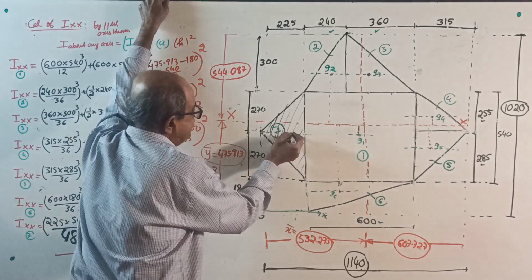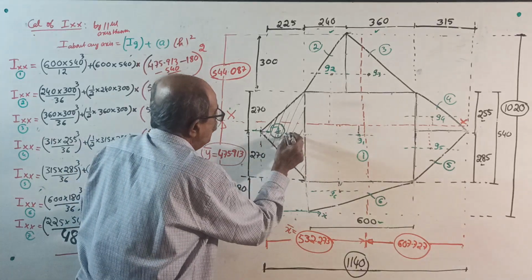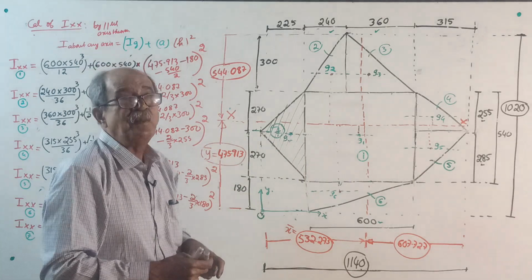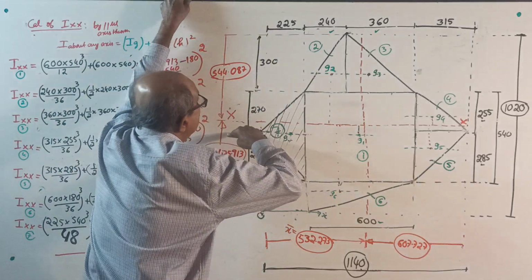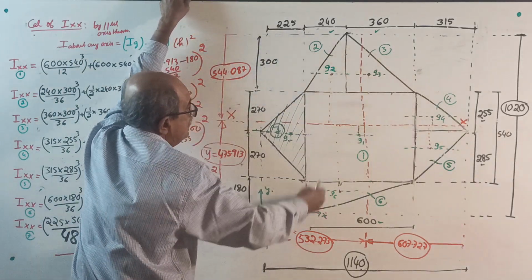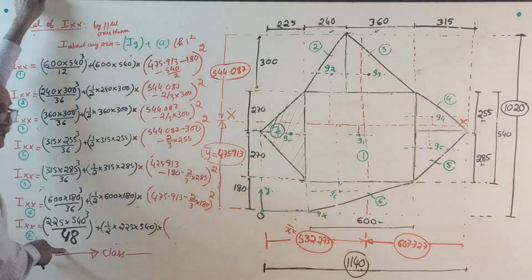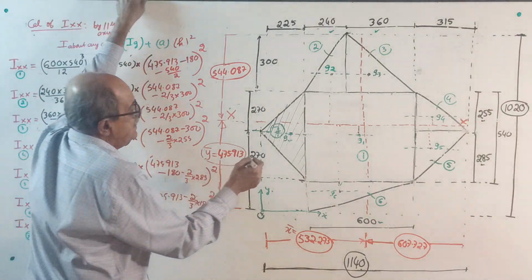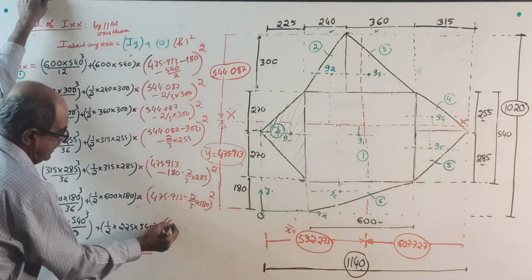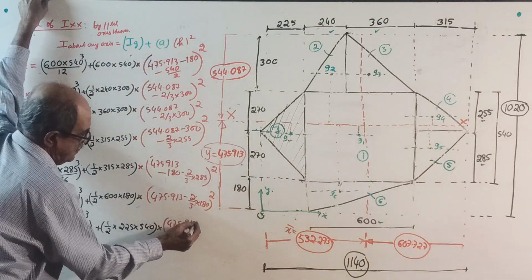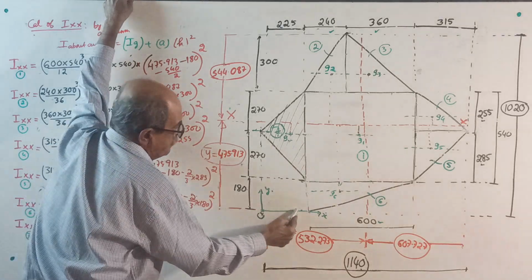Lastly, this triangle. It is an isosceles triangle. I about its own axis. It is not the base, it is the common side, the parallel side. How much is it? 225 into the full perpendicular 540 cube by 48, plus area into this distance square. 475.913, we want this distance square: 475.913 minus 180.